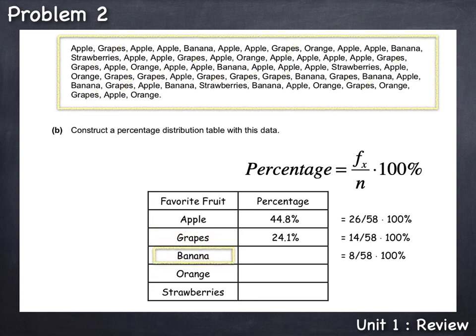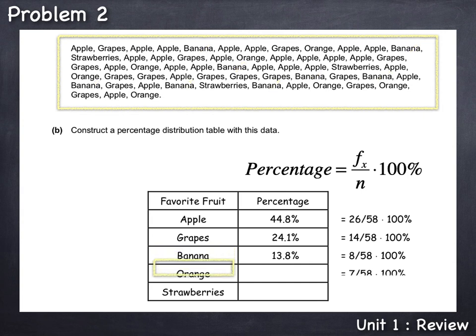The percentage of students who selected bananas is calculated the same way. We go through all 58 student responses, counting those who selected banana as their favorite fruit. We see that there were 8. 8 students selected banana as their favorite fruit out of the total of 58. This converts to 8 divided by 58 times 100% equals 13.8%, rounded to the nearest tenth of a percent.